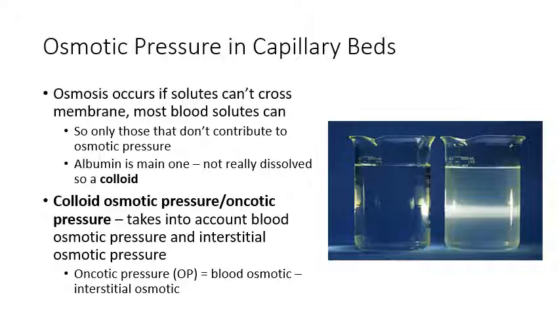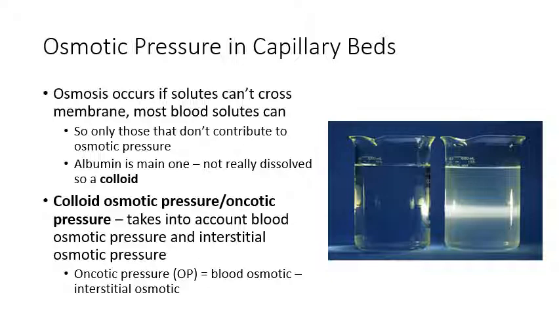You can tell the difference between a true solution and a colloid by shining light through it. If you shine light through a true solution, you will not see the light beam passing through. If you shine light through a colloid, you will see it passing through. It's bouncing off of all those particles that are not really dissolved in there. They're just suspended in the colloid. So your blood is a colloid because of the albumin and some of the other big proteins in it, but albumin is really the main one. So albumin is the main contributor to the osmotic pressure of your blood.